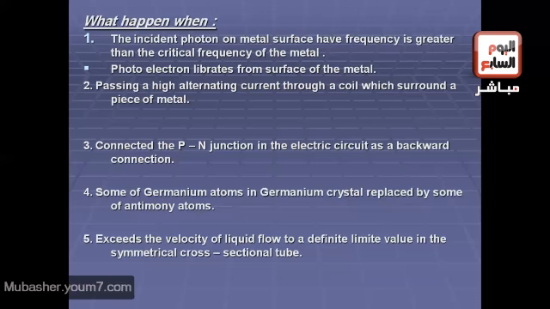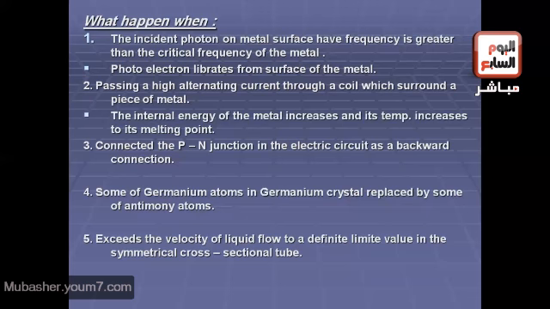Okay, number 2, passing a high alternating current through a coil which surrounds a piece of metal. When a high alternating current passes through the coil surrounding the metal, the internal energy increases, very good, and this increases the temperature of the metal. This leads to an increase in its temperature to the melting point, and we use this fact in the induction furnace to melt metals.